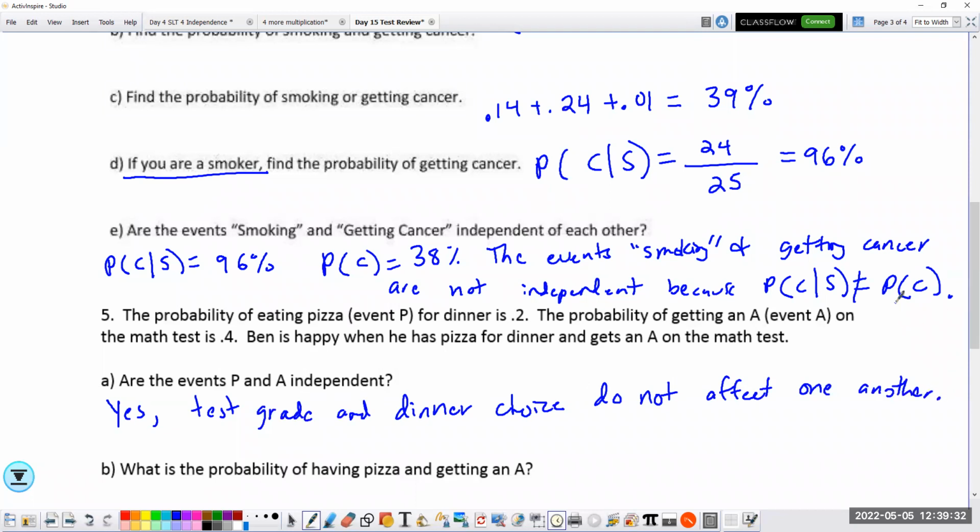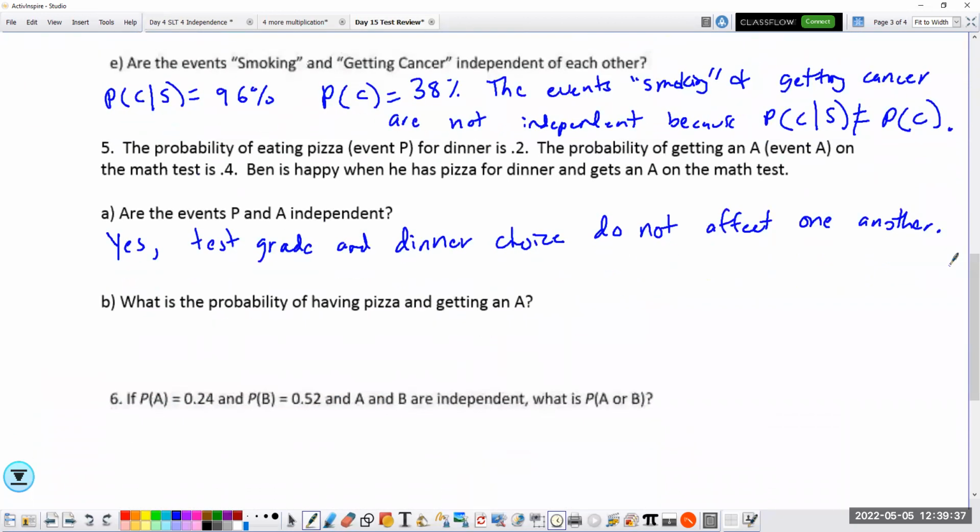So what is the probability of having pizza and getting an A? I have to treat these like independent events. Again, there's nothing I'm being told that if Ben gets an A, then someone's buying him a pizza. So the probability of having pizza and getting an A is the probability of pizza for dinner times the probability of an A on the math test, which is just going to be 8%.